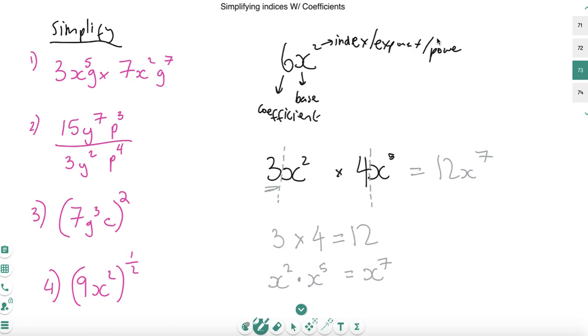So that's all you do. You split up the coefficient and the index, and you combine the coefficients and multiply them, and combine the indices and multiply them. Let's have a look at these problems over here, right?